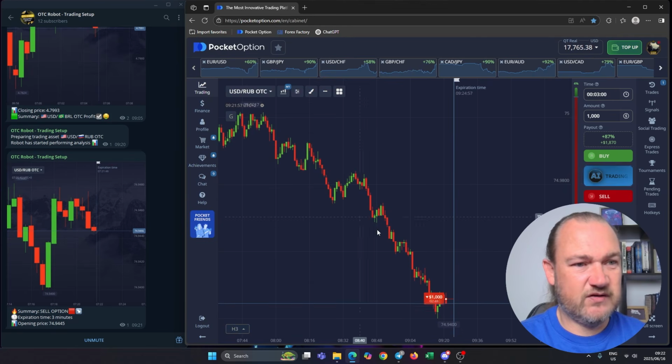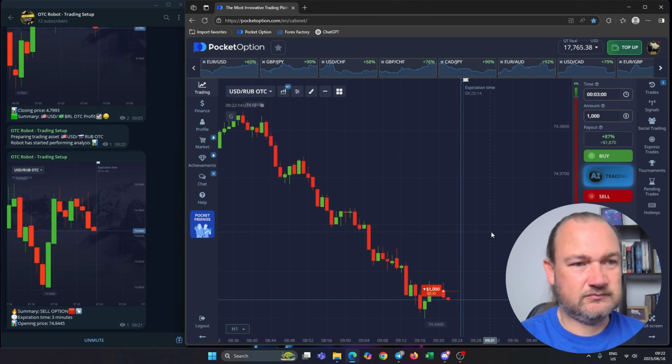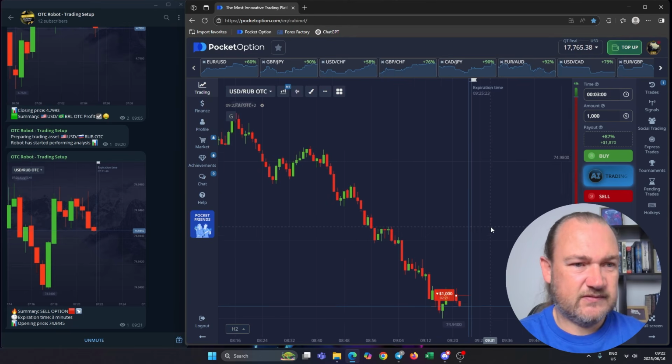We are in a very strong downwards trend, so we should not have any need to take another position on this. I suspect we're going to see price heading down to 74.94, but we'll see how it goes. Heading down beautifully.